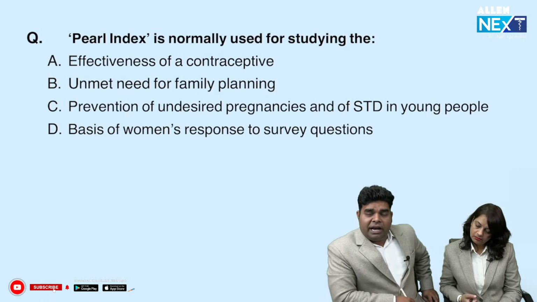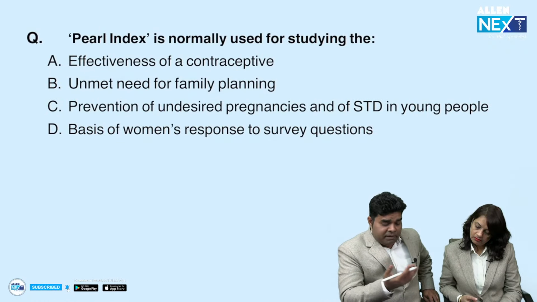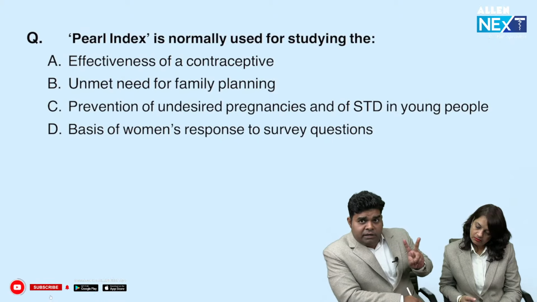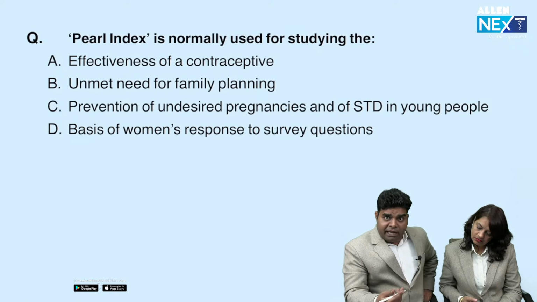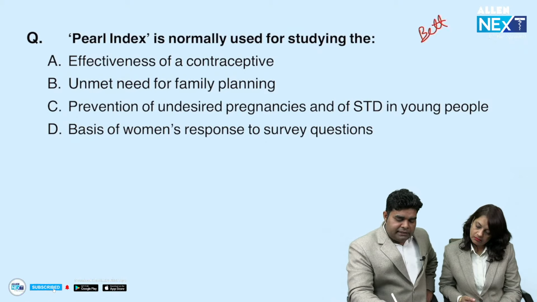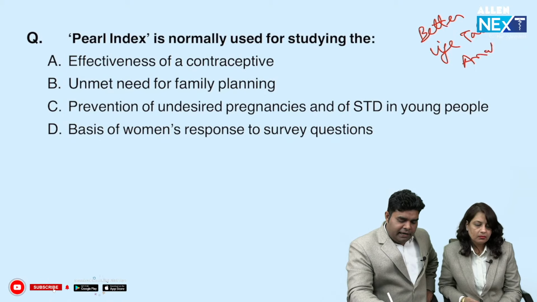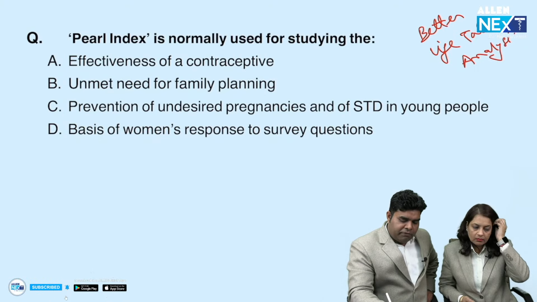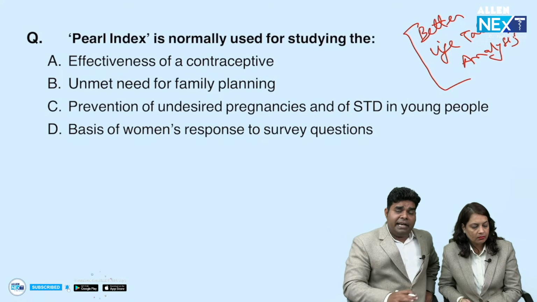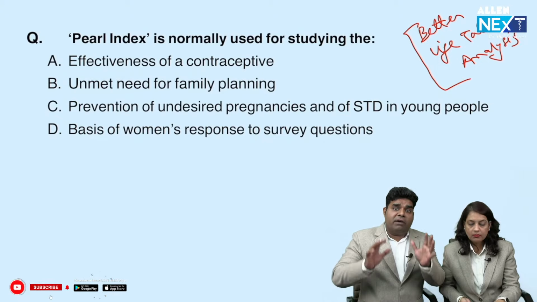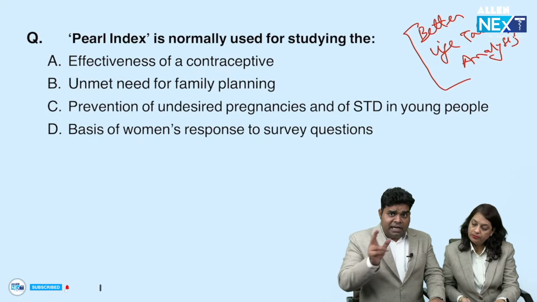One thing which we are talking about again and again is the failure rate of contraceptives, which is denoted by two methods. One is Pearl index, the other is life table analysis. So if they ask which is the better method, the better method is life table analysis. Because in life table analysis, we don't need a large group of females who are taking the contraceptive for a longer period of time. But for Pearl index, we need a group of females who are taking it for a very large duration.